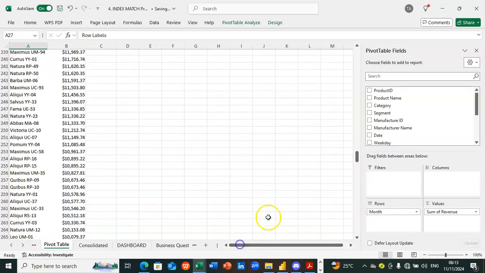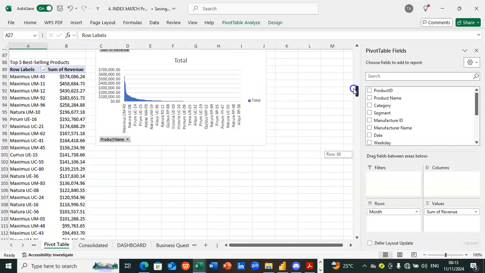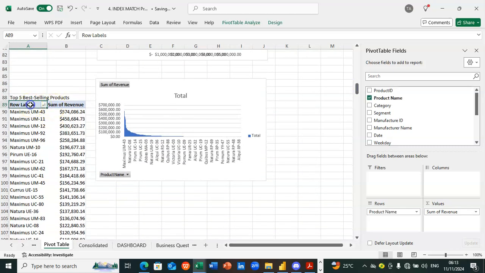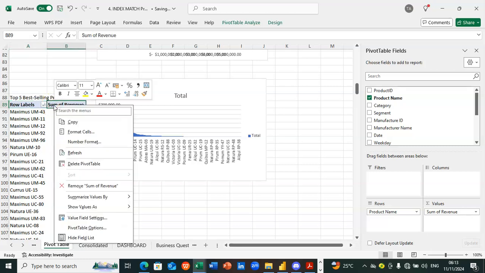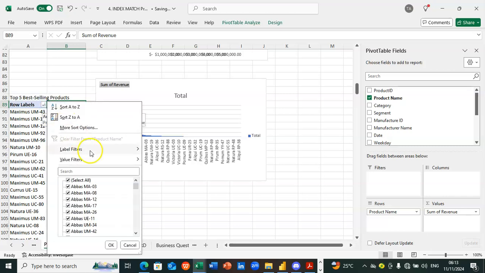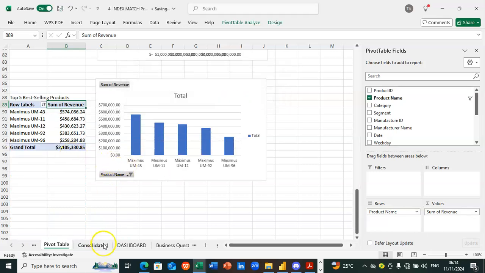So we need the top 5. See the list of products they have. For them to actually improve efficiency and focus on those that contribute higher revenue, they need to bring out the top 5 selling or top 10 selling products. Okay, yeah, we have the top 5 selling products.